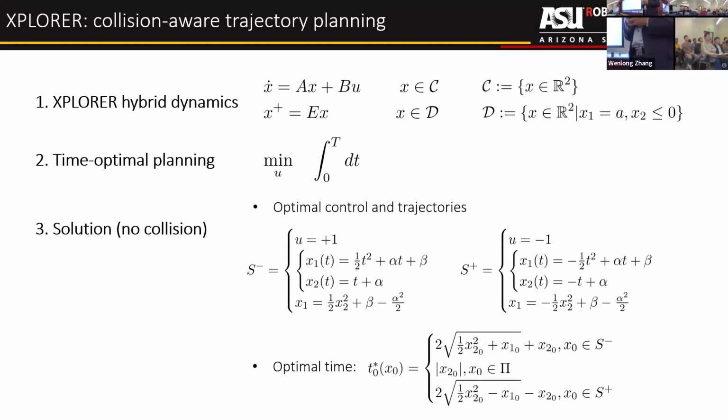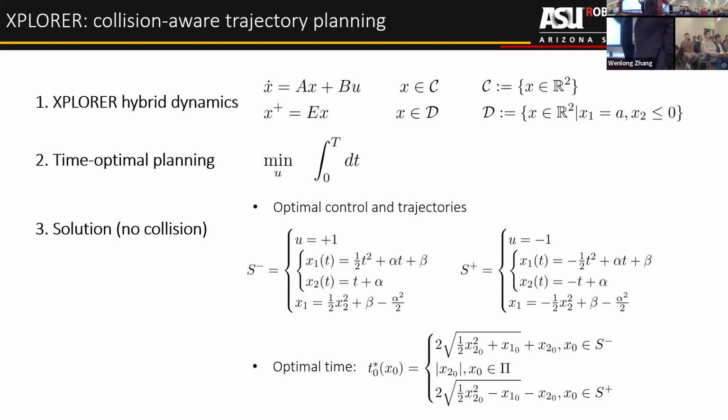You're gonna get a bang-bang controller, right? So that's literally what we get. The difference, guys, is that you figure out whether your drone needs to apply maximum force or thrust in one direction or the other based on where you are in the state space. When you solve this simple 2D problem, you're gonna get these S minus and S plus parabolas, right?